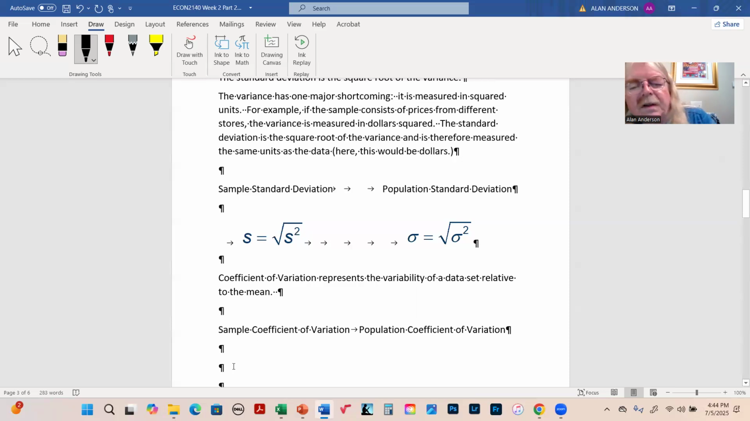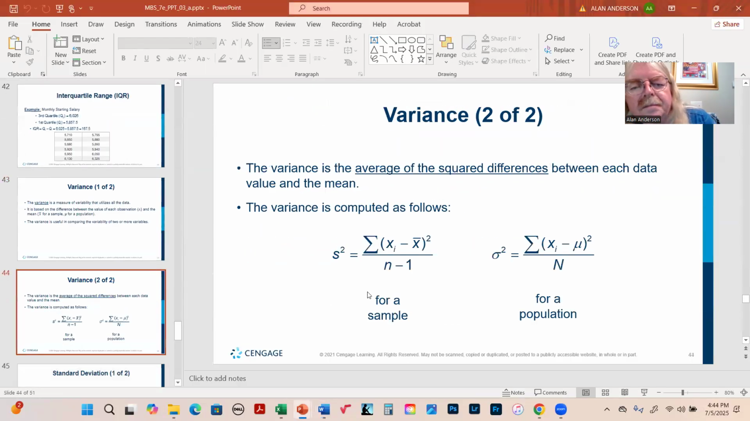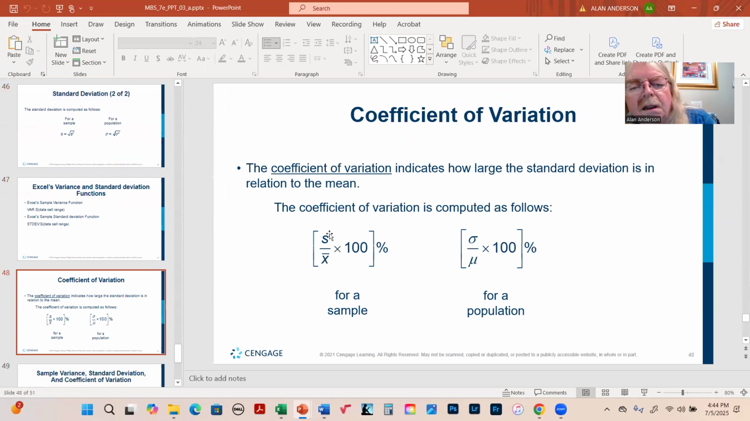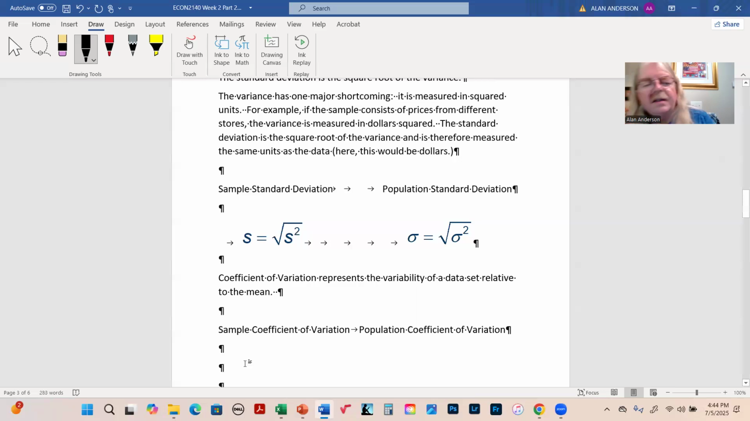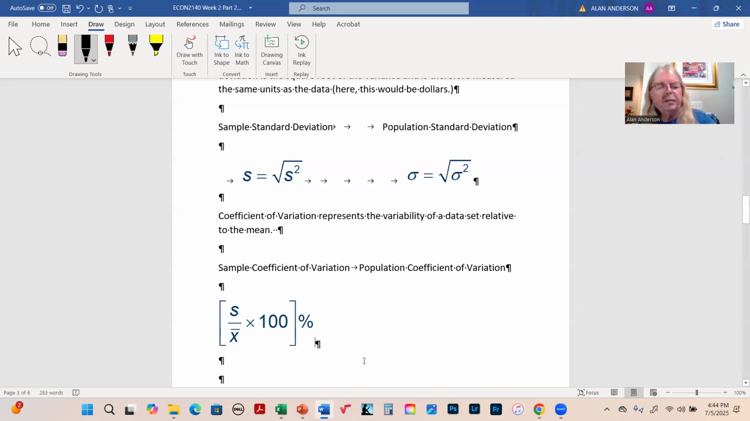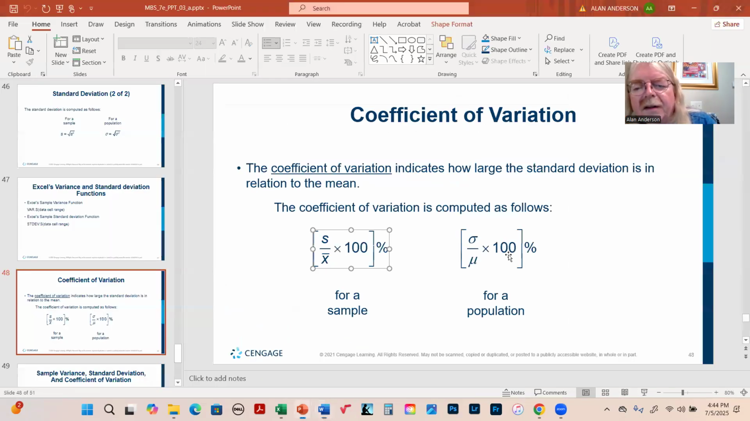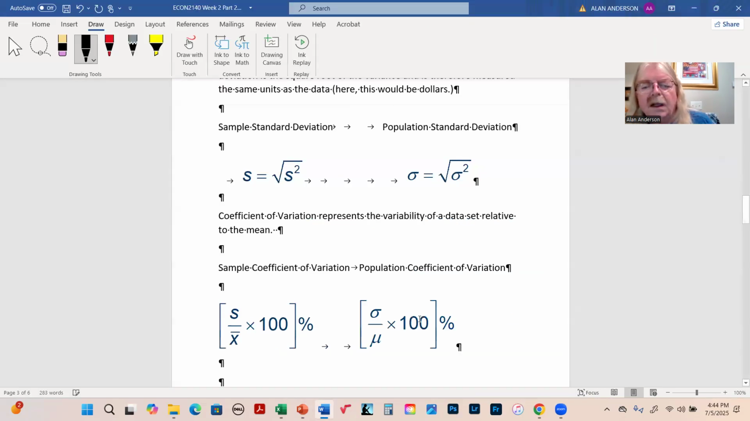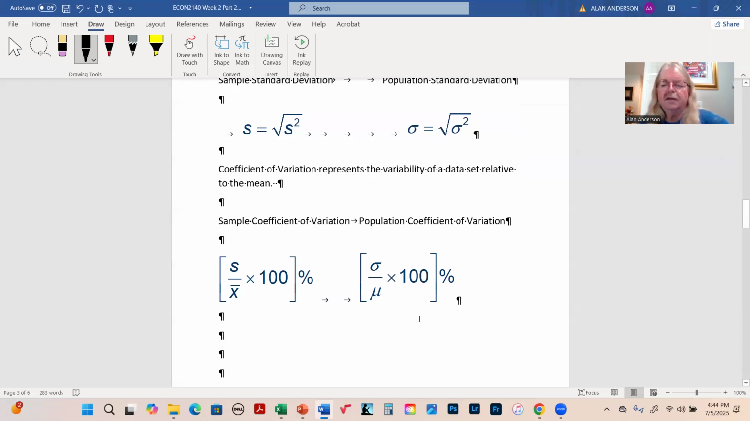All right, so the sample version is this one. So you notice what we have here. We have the sample standard deviation divided by the sample mean. We then usually multiply it by 100 to turn it into a percentage. For the population version, instead, we have this. And again, you can see it's variability versus mean. So how spread out are the data relative to the mean?